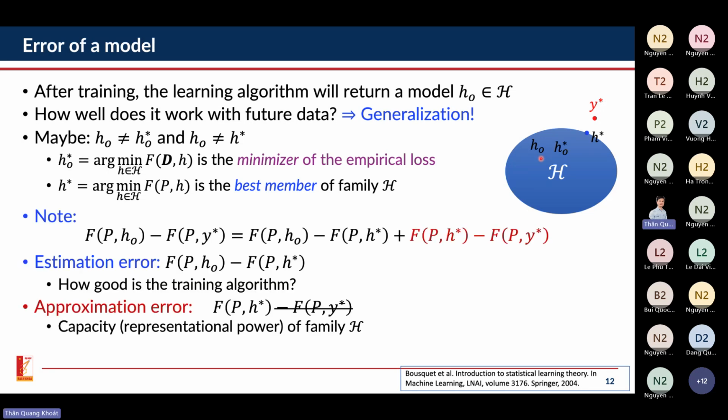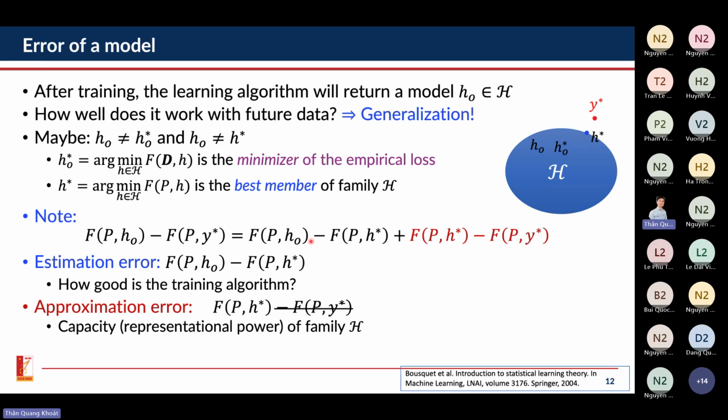So let's analyze the error. We can express the error of the trained models. We consider the difference between the error of the trained models and the error of the ideal model. And in fact, this error should be zero, right? So from this one, we just add one more term and subtract that term. It is similar, right? But now we arrive at two terms.